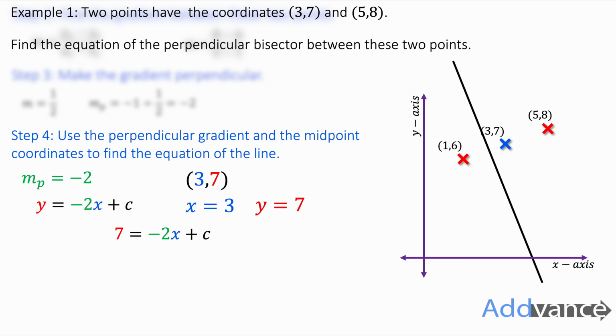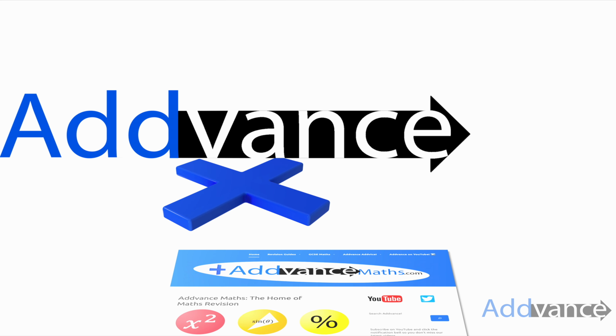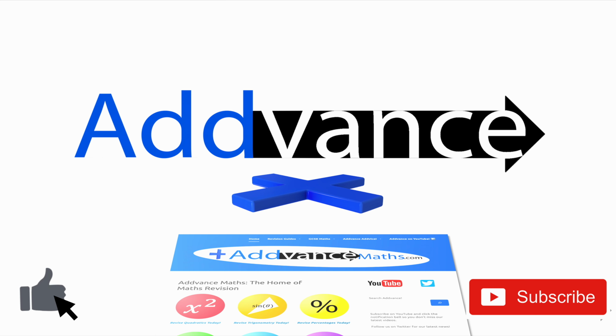Substitute the y in, which is 7, and the x, which is 3. 7 equals minus 2 times 3 plus c. 7 equals minus 6 plus c. We move this 6 to the other side, 13 equals c. The equation of this straight line is y equals minus 2x plus 13, because we know that c is 13. That is the equation of the straight line, and we can label that on our graph. y equals minus 2x plus 13. That is how you find the equation of a perpendicular bisector.